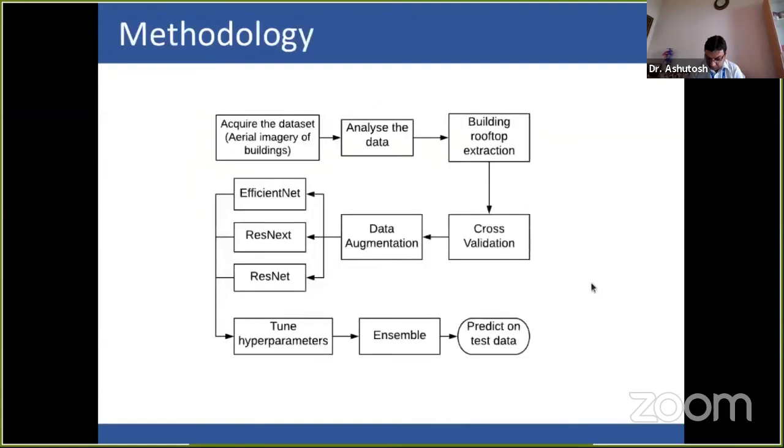Now comes the methodology. We try to summarize our complete methodology in this figure. We acquire the data set, we analyze it, we extract the rooftop images, make the cross-validation set, perform data augmentation, train models like EfficientNet and ResNeXt on these data, tune the hyperparameters, make the ensemble, and finally predict on the test data.